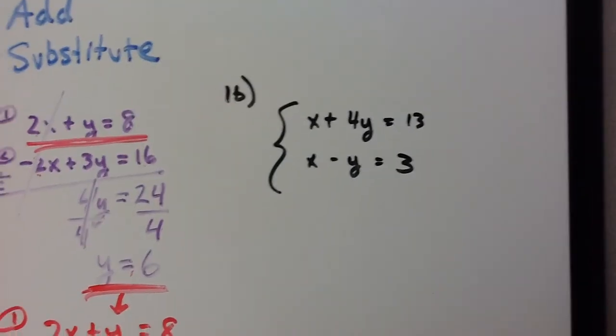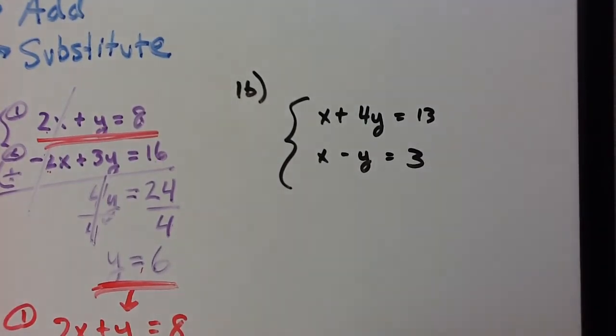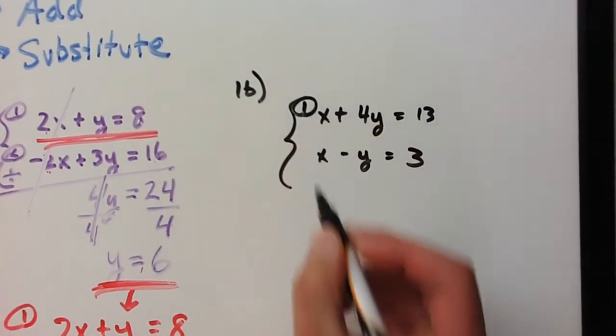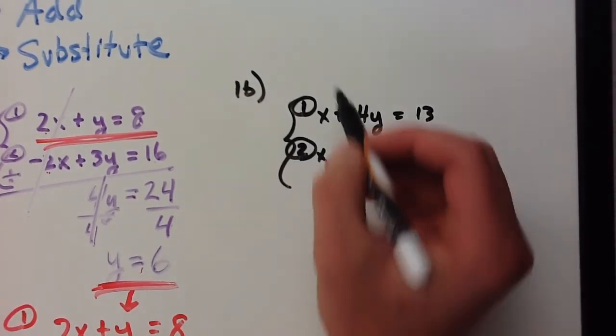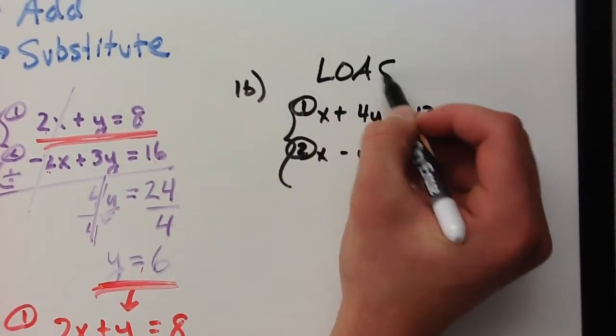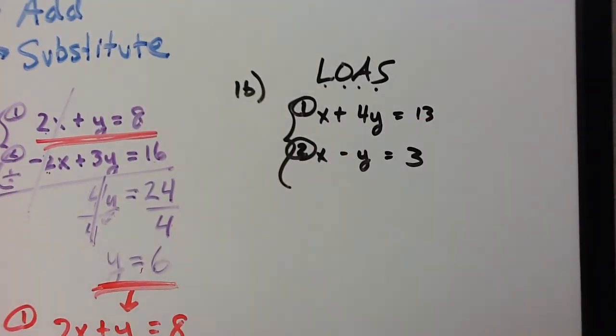1b. In this system, I have x plus 4y equal 13. Let's call that equation number 1. And x minus y equal 3. Let's call that equation number 2. Remember, I'm following LOAS: line up, opposites, add, substitute.